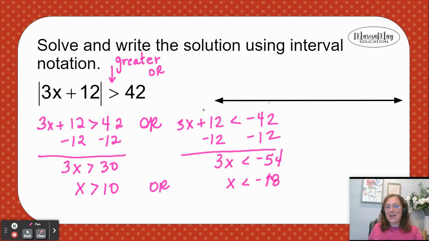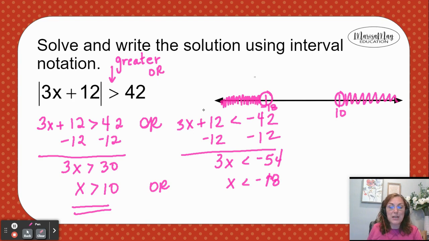All right, so let's graph them then. I'm going to put 10 on my number line because I'm graphing x is greater than 10. And I know it gets an open circle because there's no equal to underneath that greater than. And x is greater than 10, so I want to shade to the right. Okay. Then I'll put my negative 18 on the number line. And again, I use an open circle since there's no equal to under that inequality. And I shade to the left because x is less than negative 18.